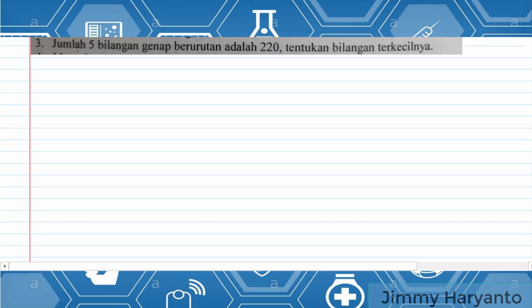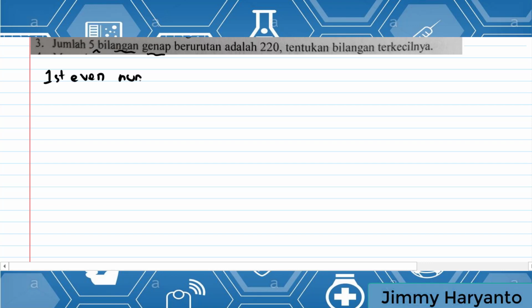Jumlah 5 bilangan genap berurutan adalah 220. Tentukan bilangan terkecilnya. Kalau diterjemahin jadinya: the sum of 5 consecutive even numbers is 220, ya. 5 bilangan genap. Aduh, susah ya jelasinnya, Inggris Indonesia soalnya gitu ya. Okay.